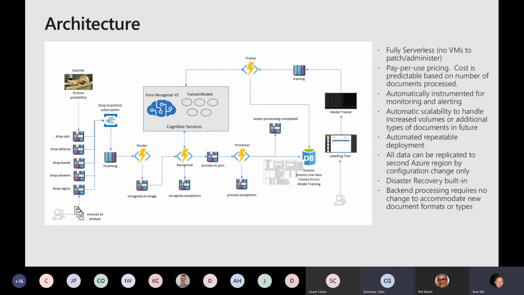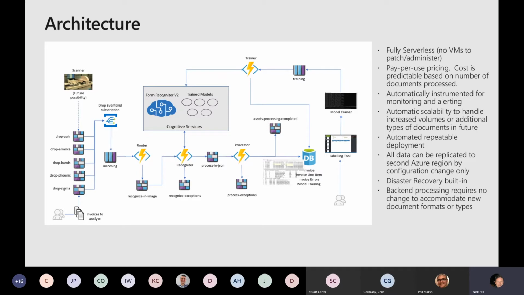So it's got automatic scalability, so I can fire thousands of documents at it simultaneously, and subject to one little caveat, it works fine. There's a fully automated repeatable deployment pipeline with this. So I deployed it for another customer this afternoon who's got pretty much the exact same requirement, and it was up and running in sort of 15 minutes. What else was there? Yeah, so all the data in the blob storage and so on, and SQL database can be replicated to the second Azure region just by configuration change. We don't do that at the moment.